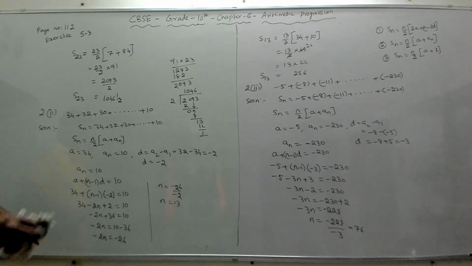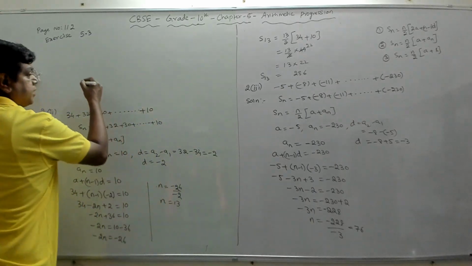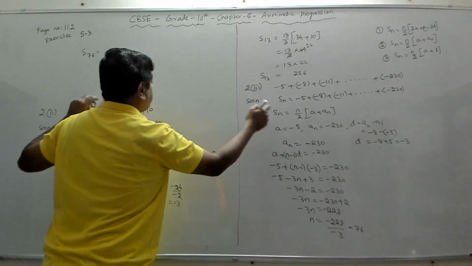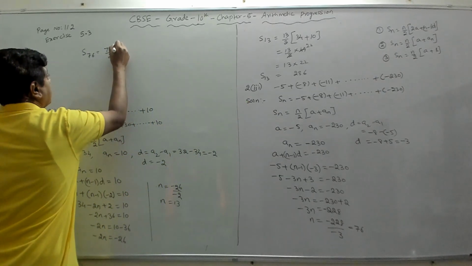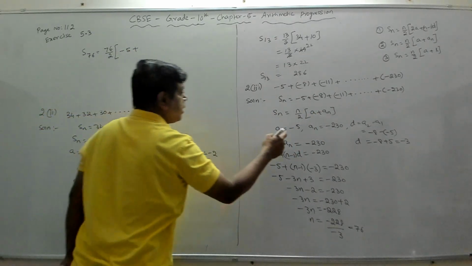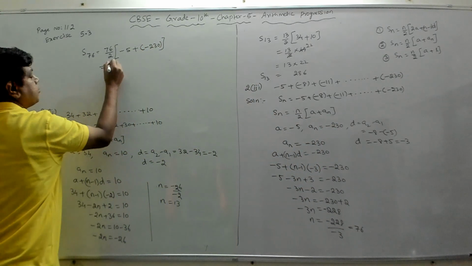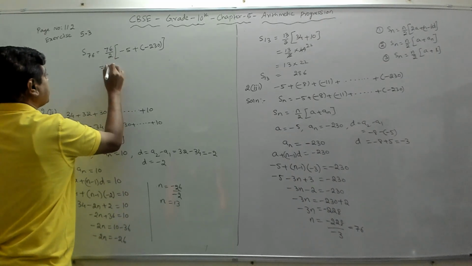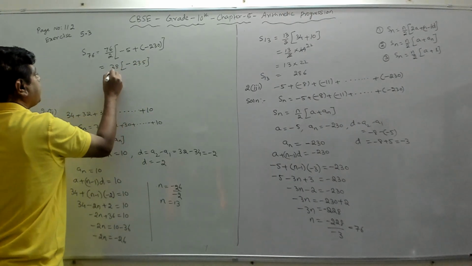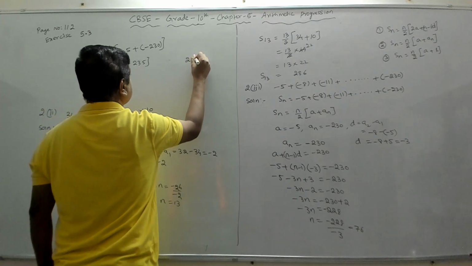S76 equals n by 2, which means 76 by 2 into a plus an. A is minus 5 plus an, which is minus 230. So that becomes 76 by 2, which is 38, into minus 235. That becomes minus of 235 times 38.